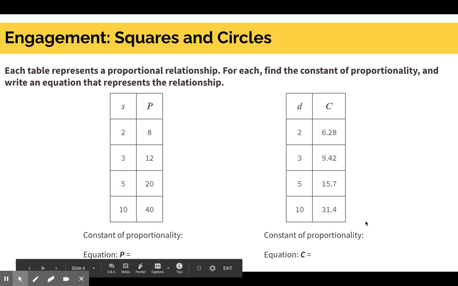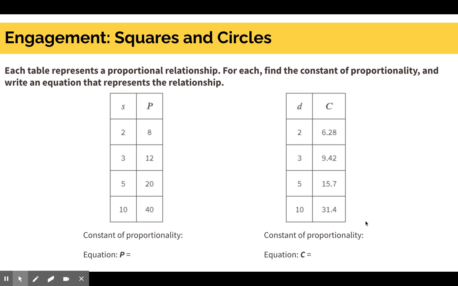Moving right along, let's jump into our engagement for today. Our engagement, we're going to spend some time actually copying this into our journals. So our engagement is entitled Squares and Circles. It says each table represents a proportional relationship.